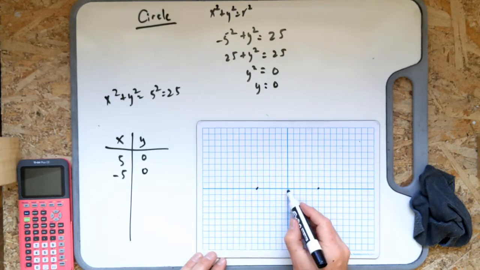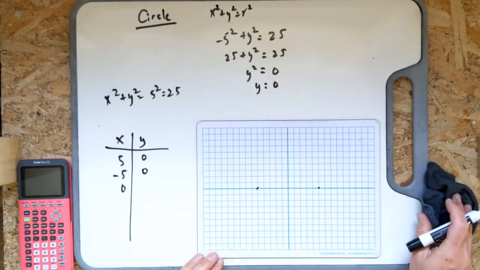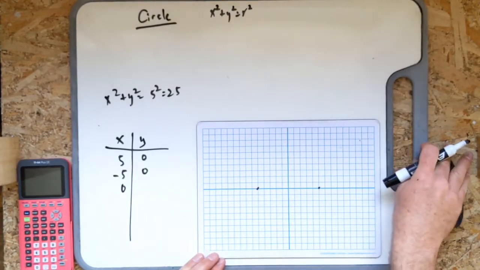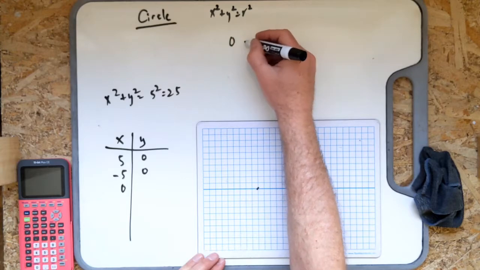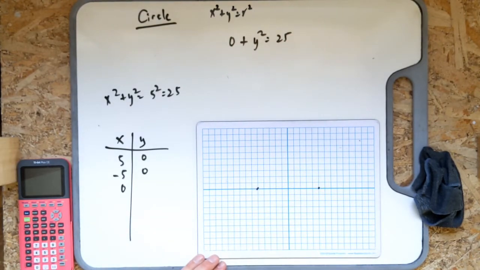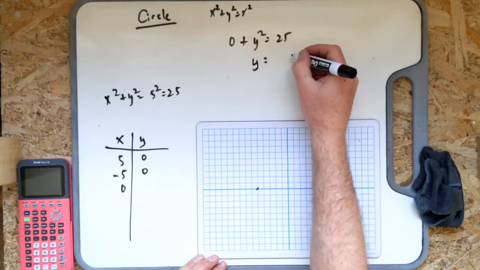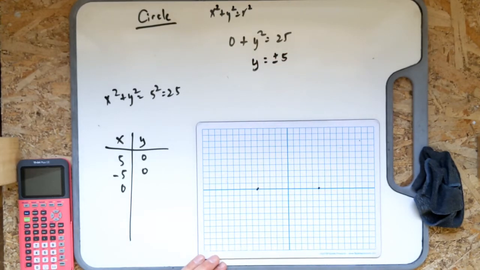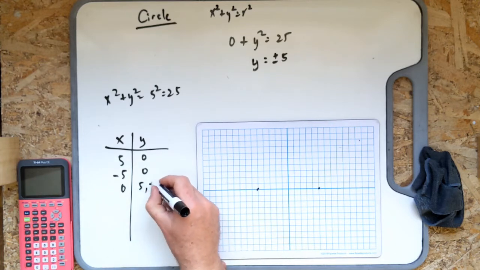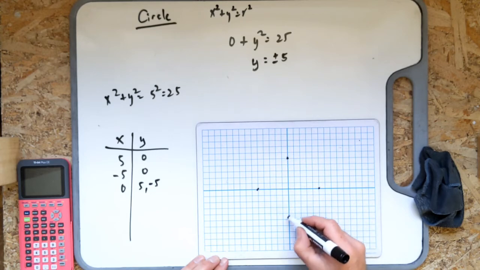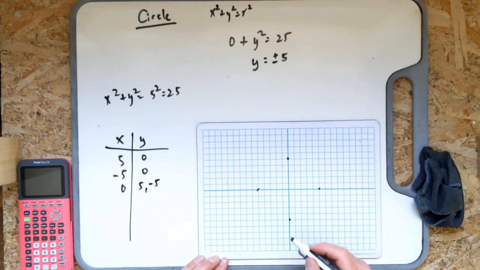Okay, now I'm going to put in 0 for x. If I put 0 in for x, I get 0 squared plus y squared equals 25, or y squared equals 25. Take the square root of both sides, and I don't just get 5, I get plus or minus 5 when you take a square root. So I get 0, 5 and 0, minus 5. So that means 0, 5 up here, and 0, minus 5. And you can see it's starting to take the shape of the circle already.